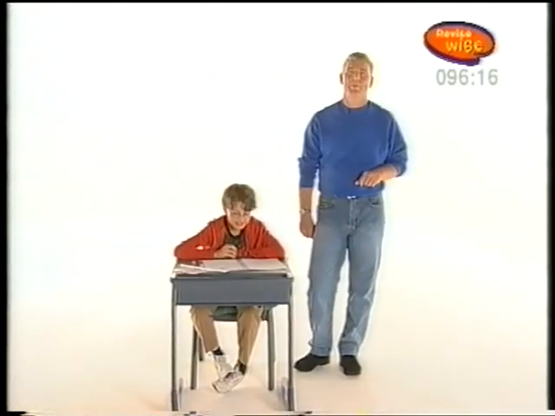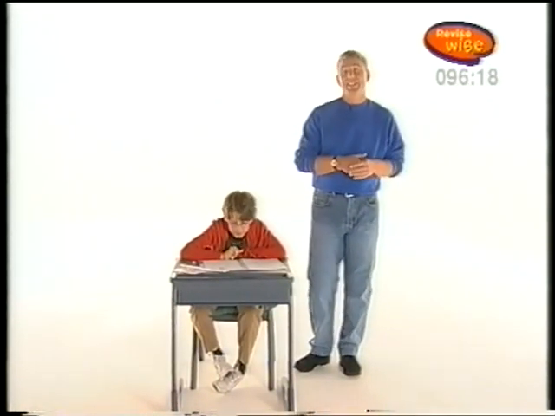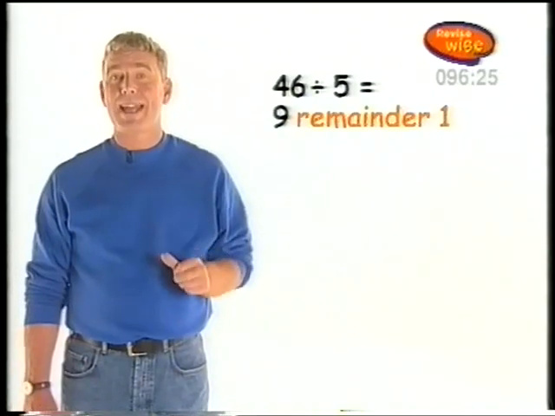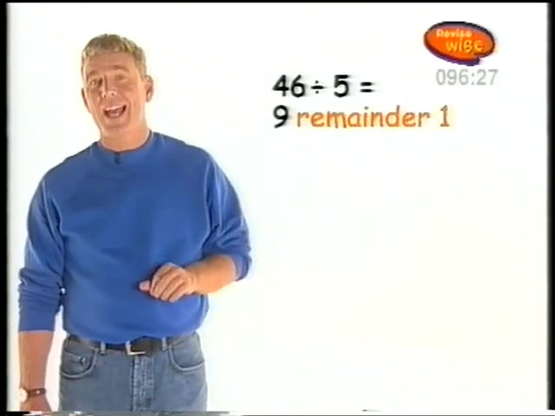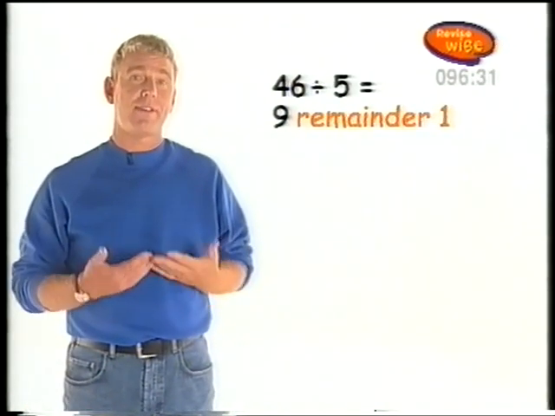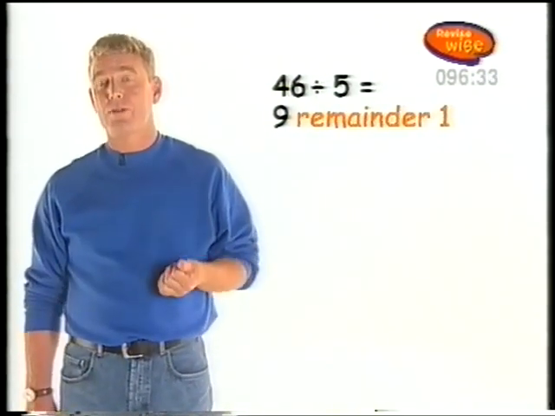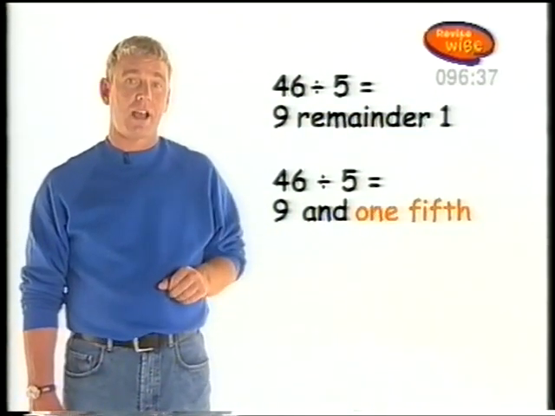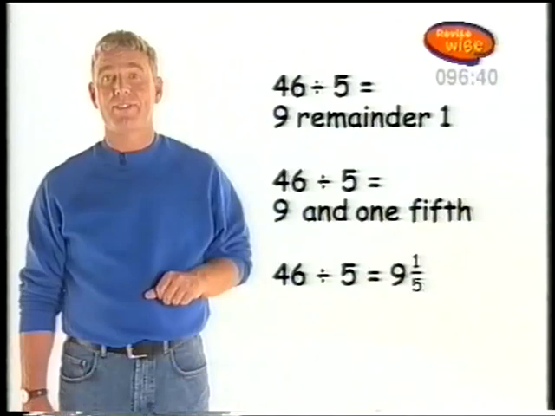That's right. Let's see what the answer is as a fraction. There's another way of looking at the remainder 1 left over, and that's to ask 1 what left over. And because you're dividing by 5, this remainder left over is 1/5. So 46 divided by 5 is 9 and 1/5. What's the answer as a decimal?